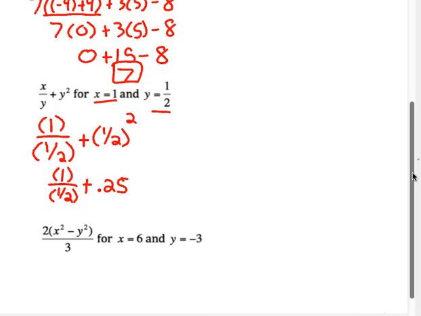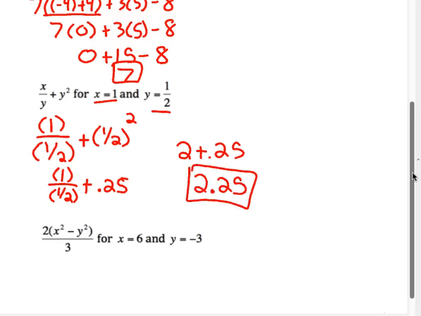Now I'm going to take care of that division. 1 divided by 1/2. Once again, it is very important as you type it in the calculator, make sure you are including those parentheses that I've told you to add in. When you type in 1 divided by 1/2, using those proper parentheses, you get 2. Well, 2 plus 0.25 gives you a final answer of 2.25.